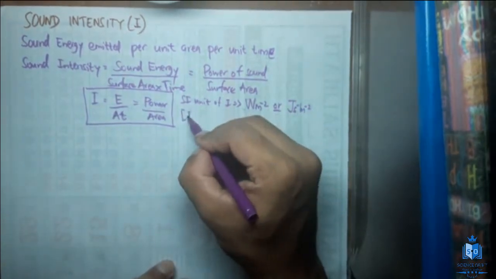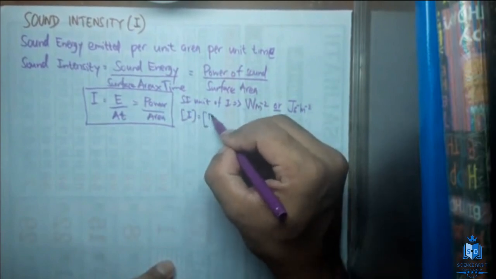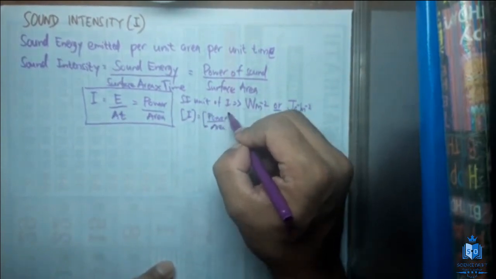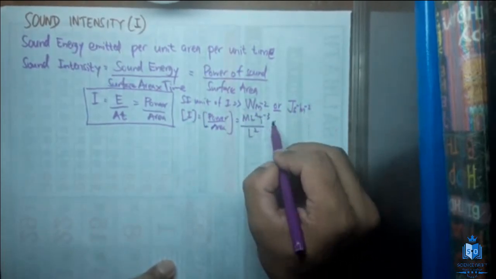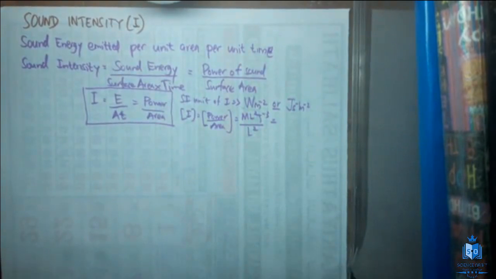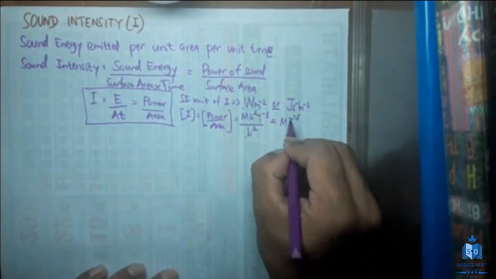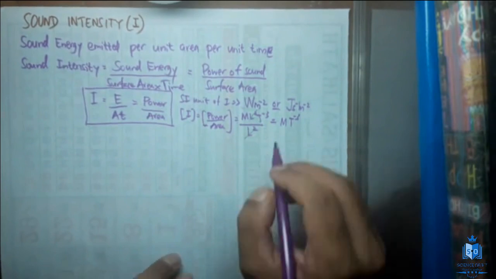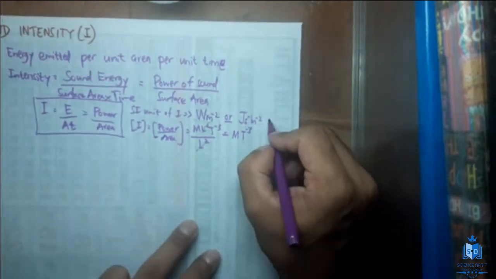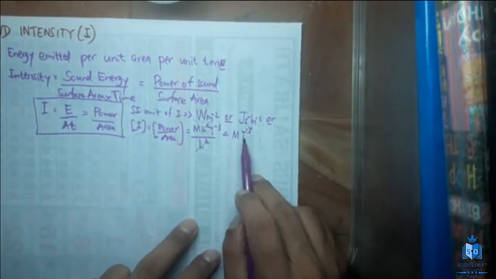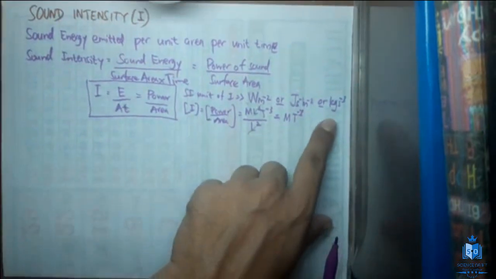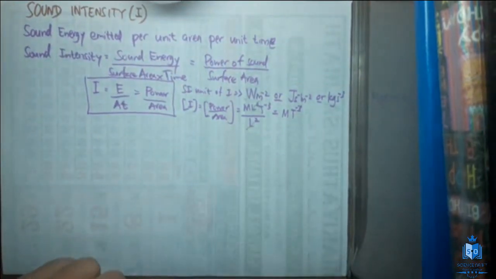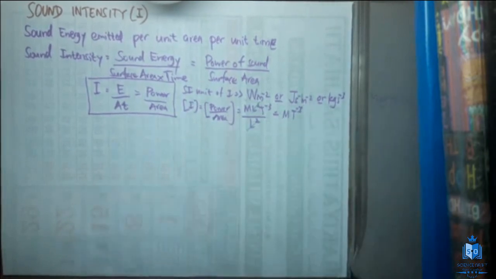Similarly, you can find the dimensions of I as we usually do. That is power over area. So what are the dimensions of power? ML squared T minus 3, and dimensions of area L squared. L squared and L squared will get cancelled off, and finally you will end up with MT minus 3. That is the other dimension. In SI units, MT minus 3 means kilograms second minus 3, which is hardly used. We never use it, but in MCQs sometimes they will ask you to choose the possible units for sound intensity. So these are the units, right?